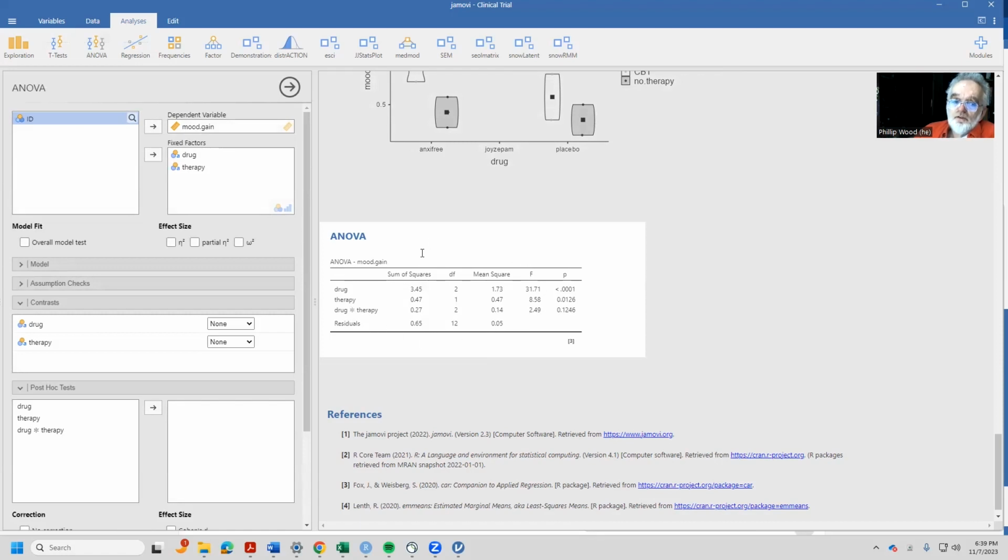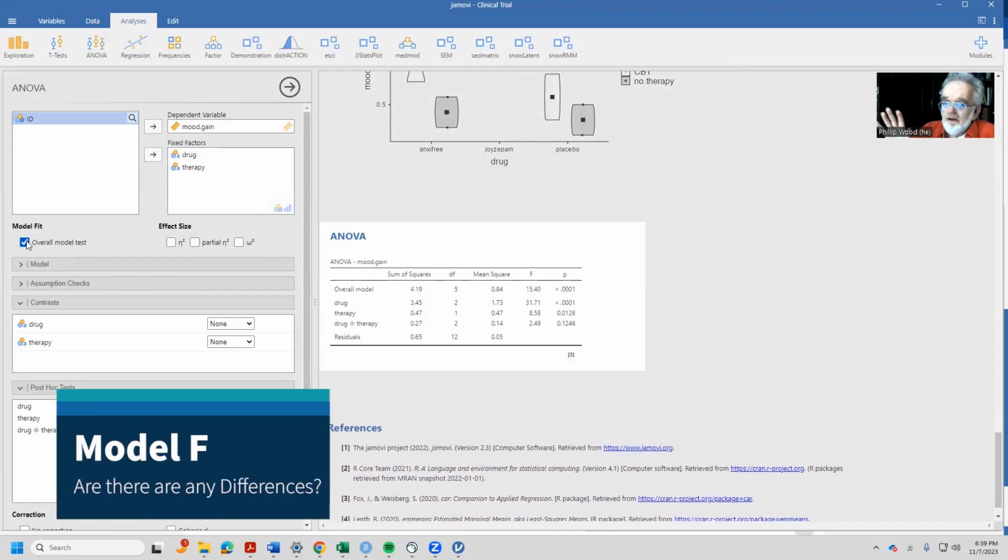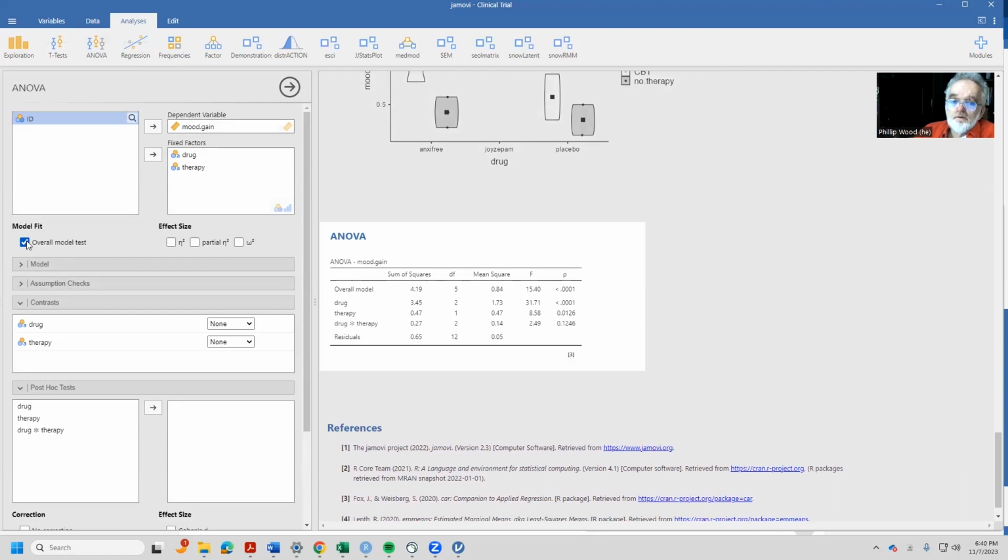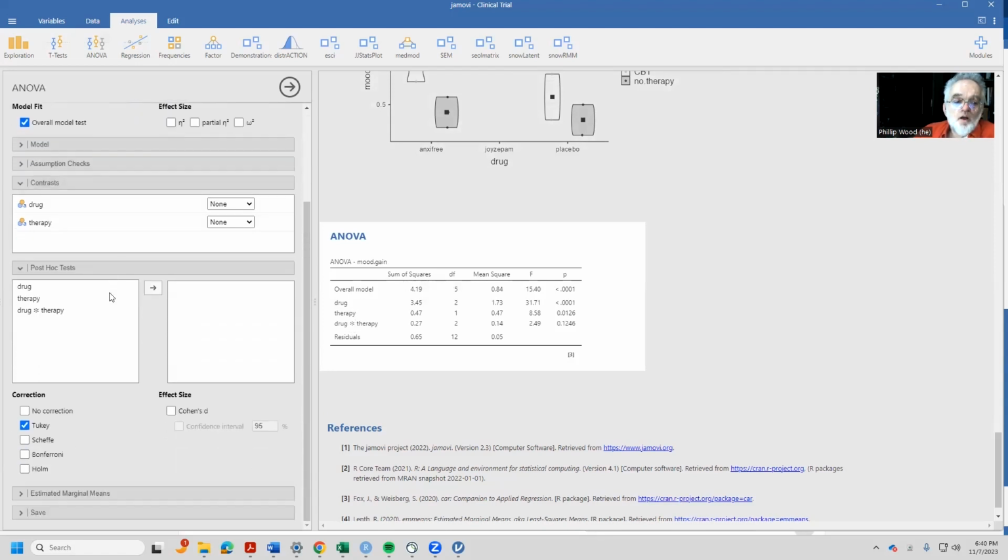Another useful statistic is to take a look at the overall model test. And what that's doing is saying, in all of your data, are we explaining something different somewhere in my model? So this overall model with an F of 15.40 and a really low p-value tells me, oh my gosh, yes, there's some differences going on there. I don't know where they are, but they're somewhere there.